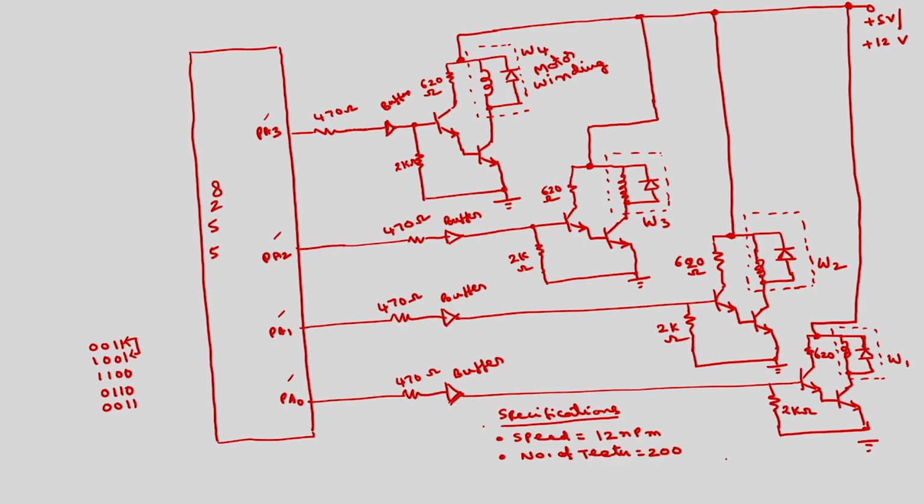So 12 revolutions per minute. Per second, how many revolutions? 12 revolutions or 12 rotations per minute implies 60 seconds will be 1 minute. So in 1 second, how many rotations do we want? So we want 5 rotations per second.